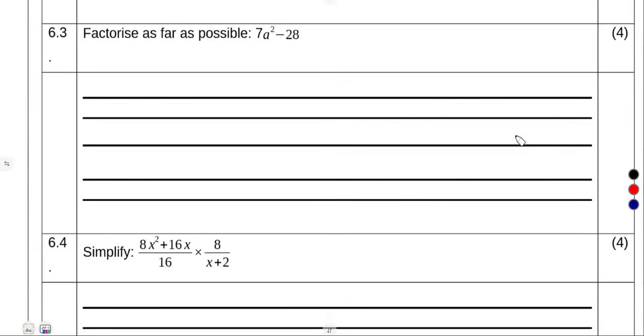Factorize, all right? What is that? We have two terms, so simply factor out the highest common factor, 7. 7 and 7, that's going to be a squared, minus 28 divided by 7, that's a negative 4. But this is not complete, because a squared minus 4 is a perfect square, where 4 can be written as 2 squared. So we have got a difference of 2 squares.